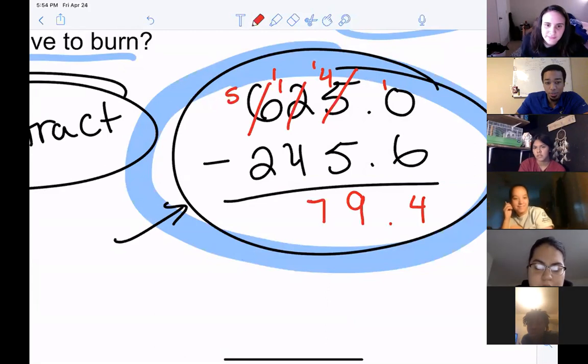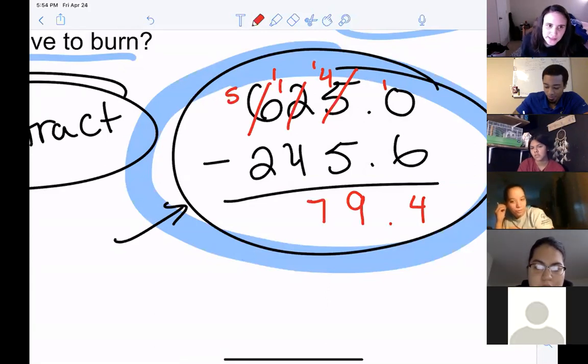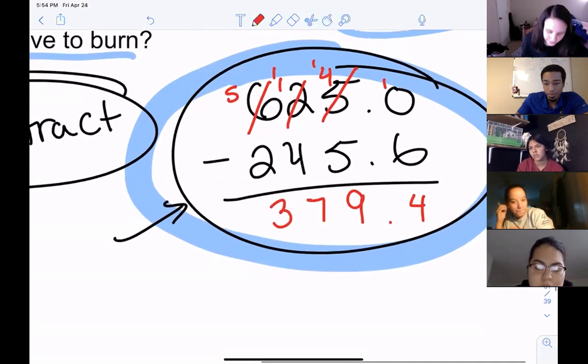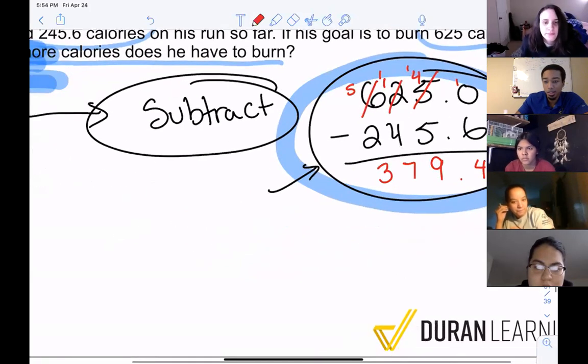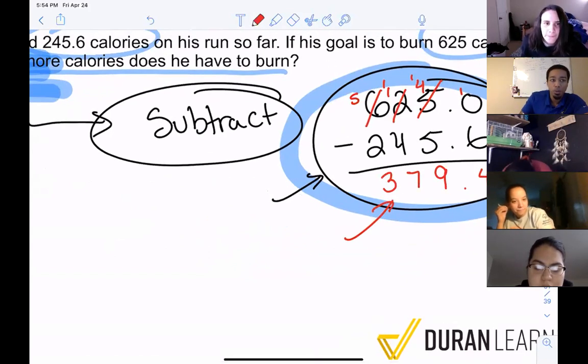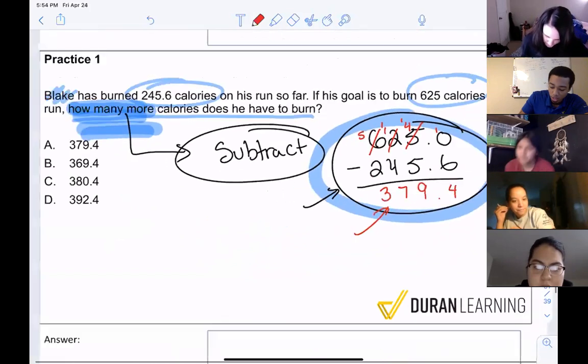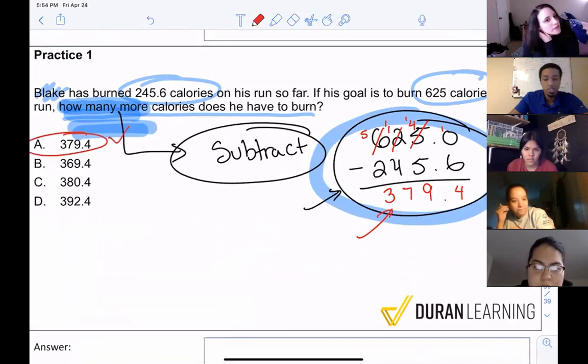And then 5 minus 2. 3. And so boom, notice how this takes us like 10 seconds if we are quick with it, if we're awake. That's the fastest part. That's the easiest part. It's actually interpreting the word problem that's hard. And so that's why the answer is A, 379.4.